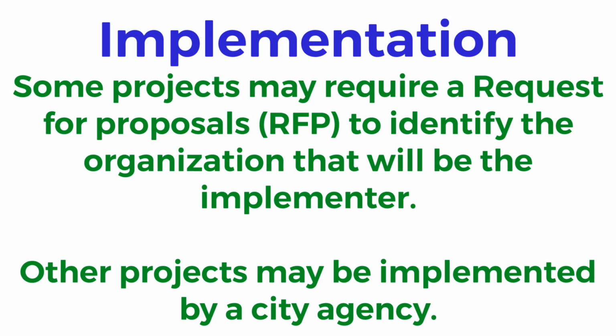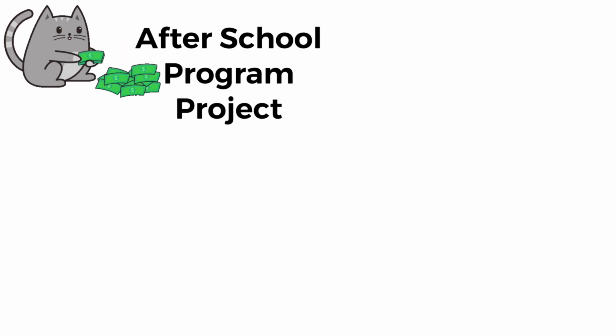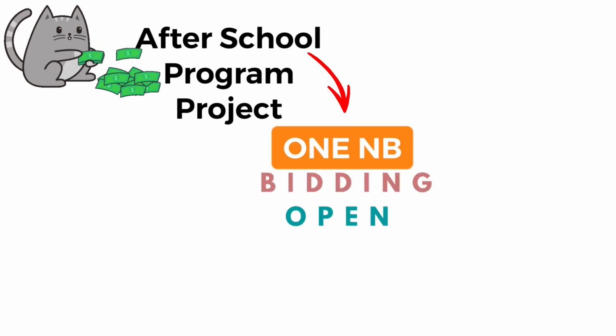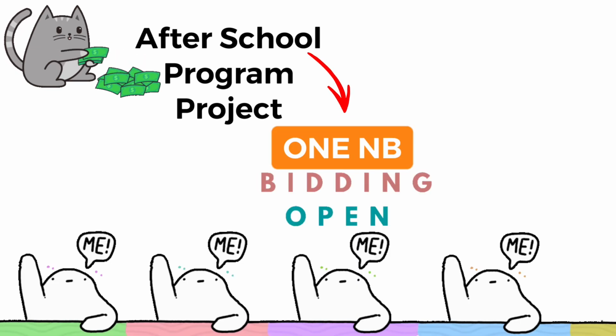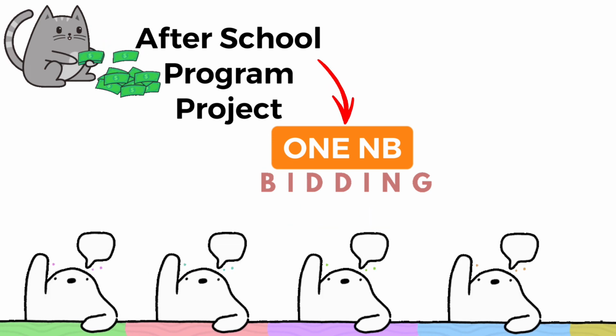As we mentioned during the timeline, the final step is implementing the projects that have been voted on. Based on what the project is, implementation might look a little different. If it's a program or a service, it might require a request for proposals, which just means that organizations in the community will have to apply for that funding. So if it's an after-school program that gets funded, One Neighborhood Builders, as the backbone, would put out a bid for organizations that might be interested in providing that program or service.